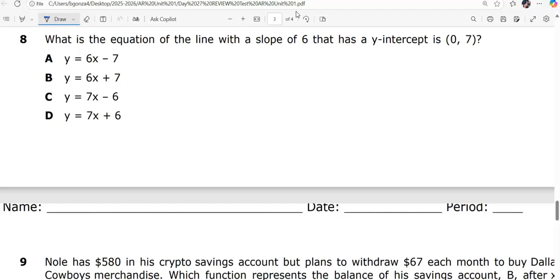Number 8, the equation of a line with a slope of 6 and a y-intercept of 7. What is the equation of the line with a slope of 6 that has a y-intercept of 7? All right, anyways. Slope is m, y-intercept is b. So hopefully you see that's mx plus b. y equals 6x plus 7, B.